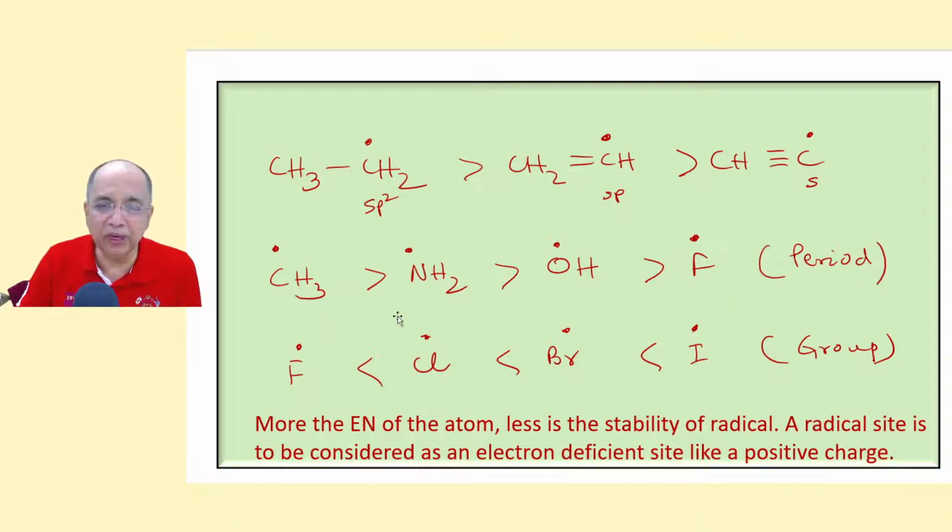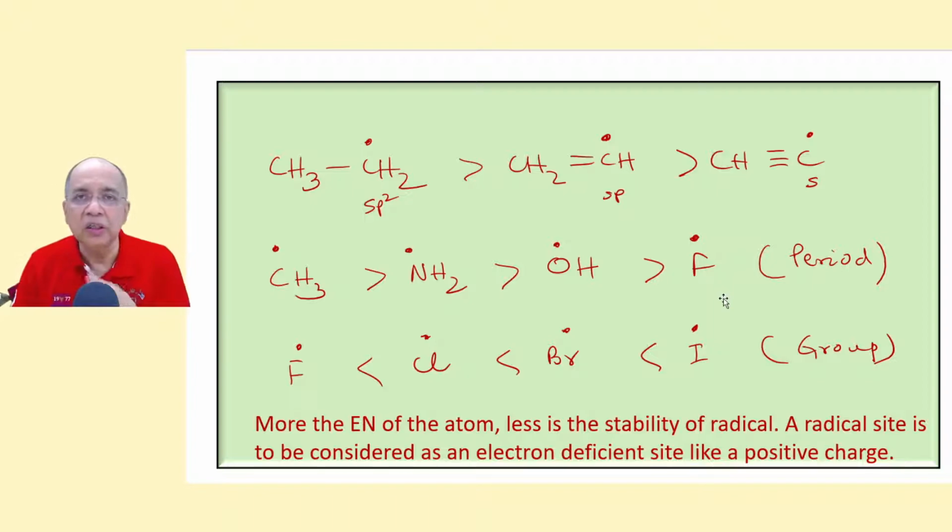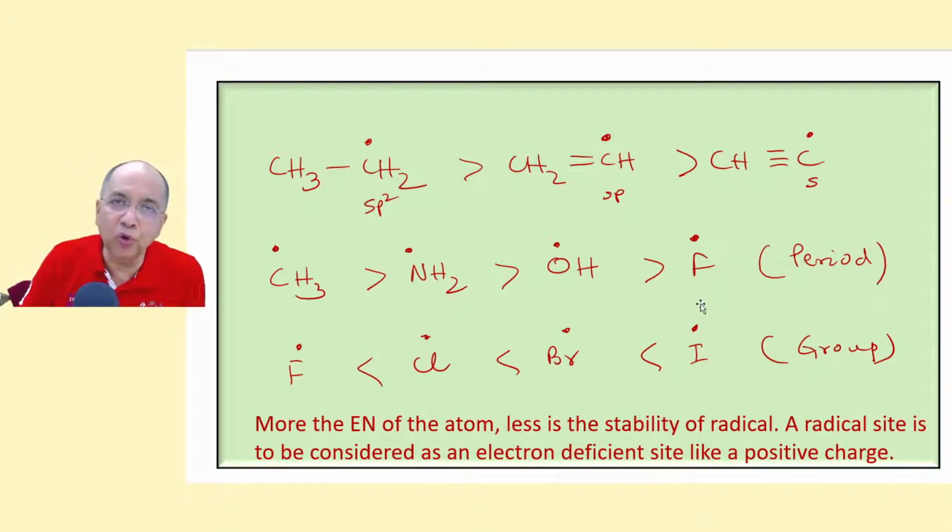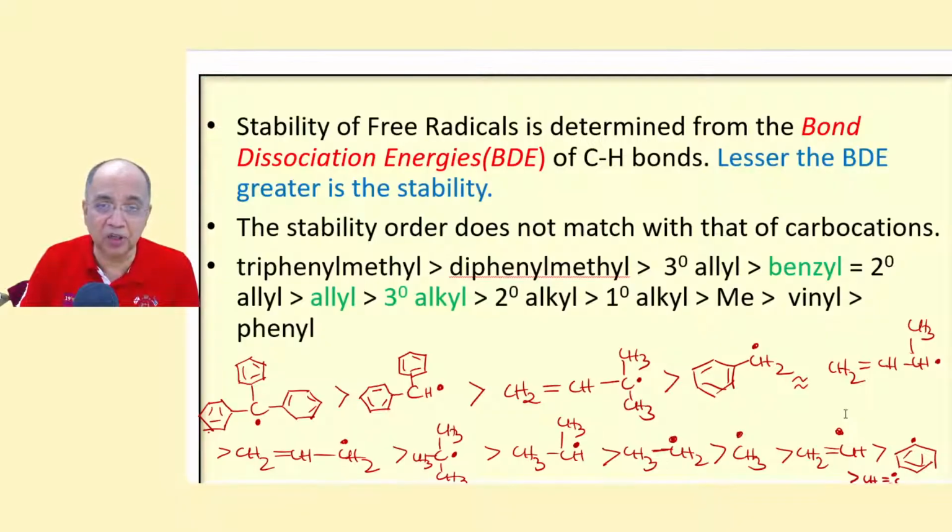While you go from left to right, the electronegativity increases, meaning the electron deficiency will not be stabilized with a more electronegative atom. Similarly, down the group, as the electronegativity decreases, the radical stability increases. Right? The more the electronegativity of the atom, the less the stability of the free radical, because it will be treated like a positive charge.